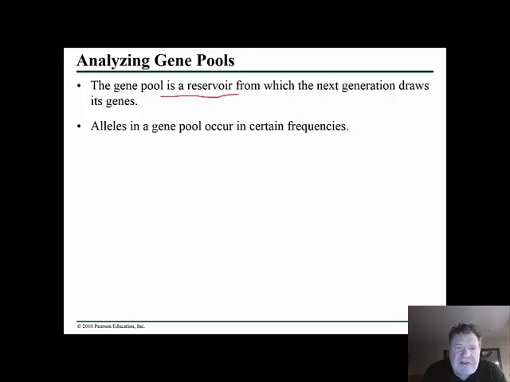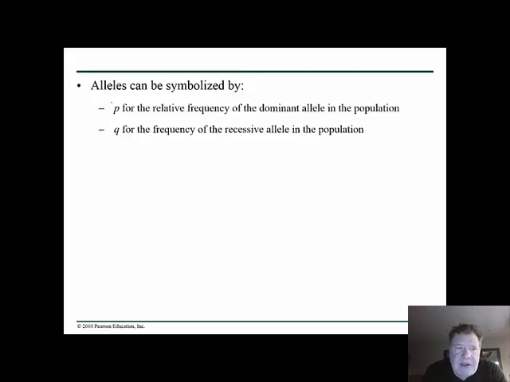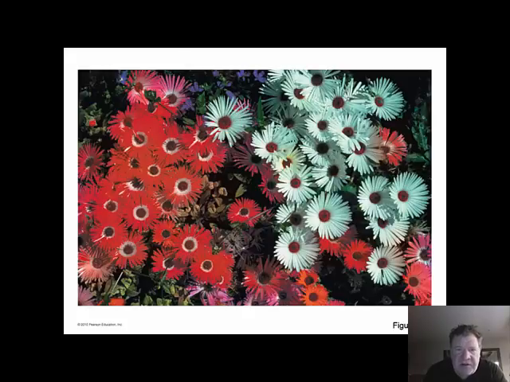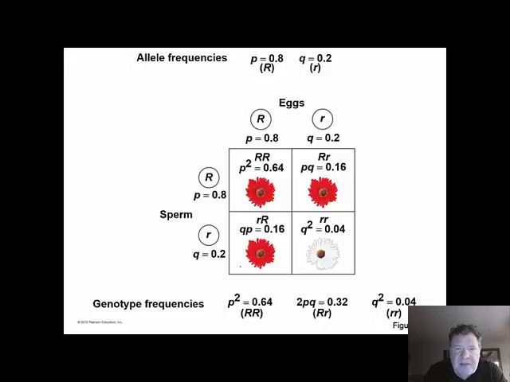A gene pool is a reservoir from which the next generation draws its genes. Alleles in a gene pool occur in certain frequencies. If we have two different alleles, p would be the frequency of one, which would be the dominant one, and q would be an example of a recessive allele in a population. And there's a calculation that would give us this. And so again, here in this gene pool, we have dominant red, we have recessive white, and then we have the heterozygote, which are the pink flowers.